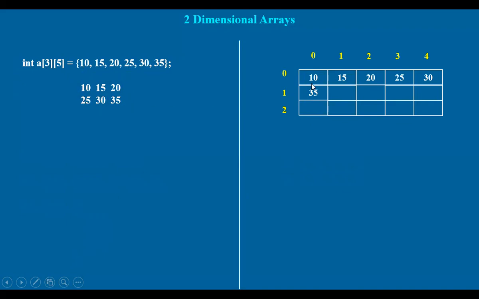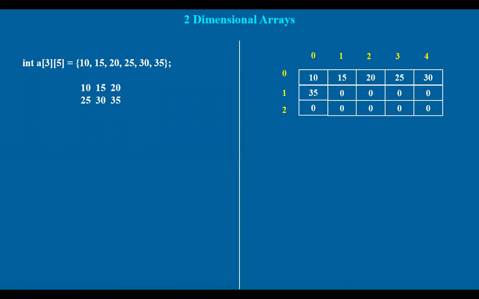But the way they are stored, the first 5 elements come in the first row. The remaining elements come into the second row. And what happens to the remaining elements? They are all filled with 0 because we haven't provided anything here. So the elements are set here.